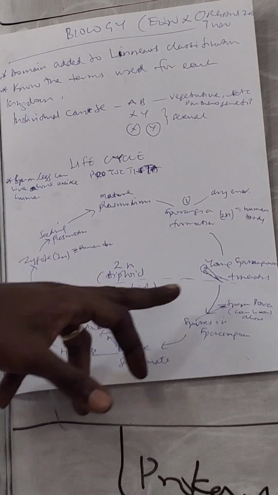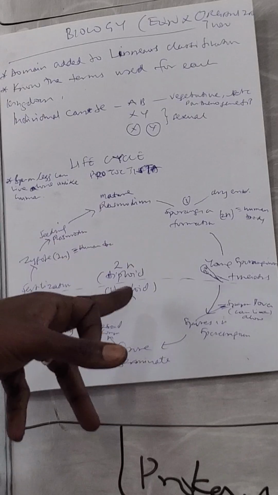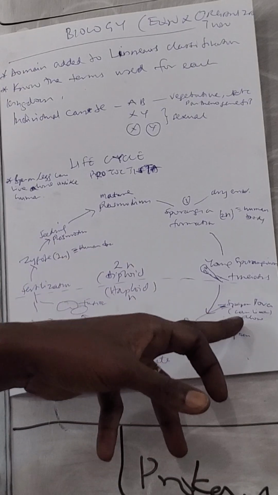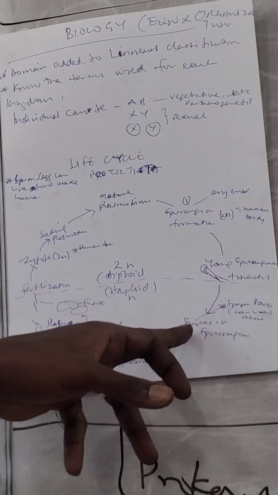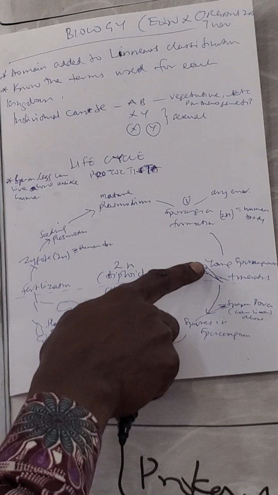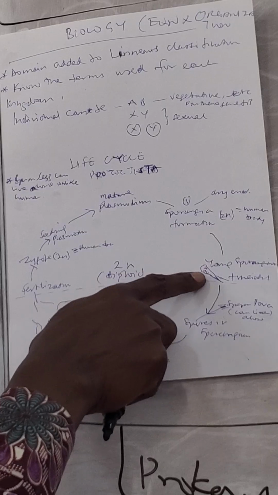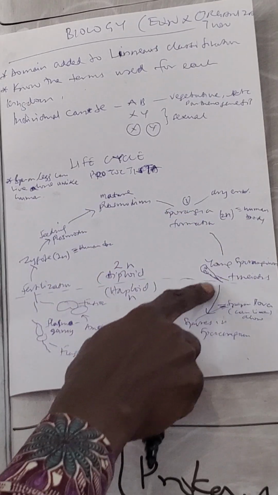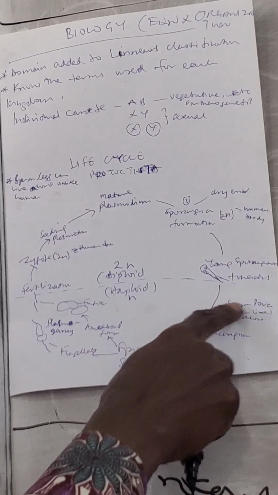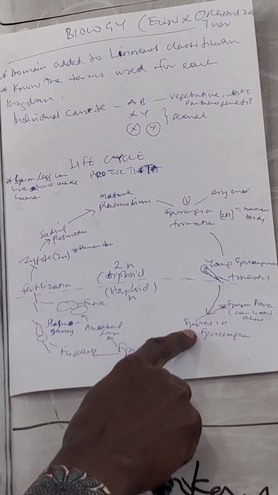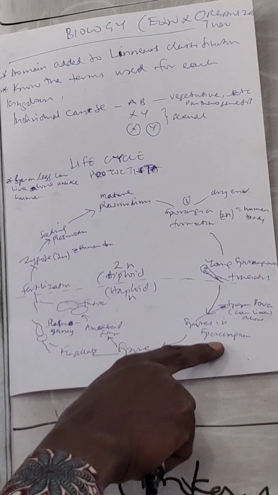Right, so here we have the sexual part happening. The spores here are N. So in this case, let's look at it from this point. We have meiosis. The meiosis is forming the spores, or something similar to sperm and ova. So the spores are formed here. The spores are in the sporangium.